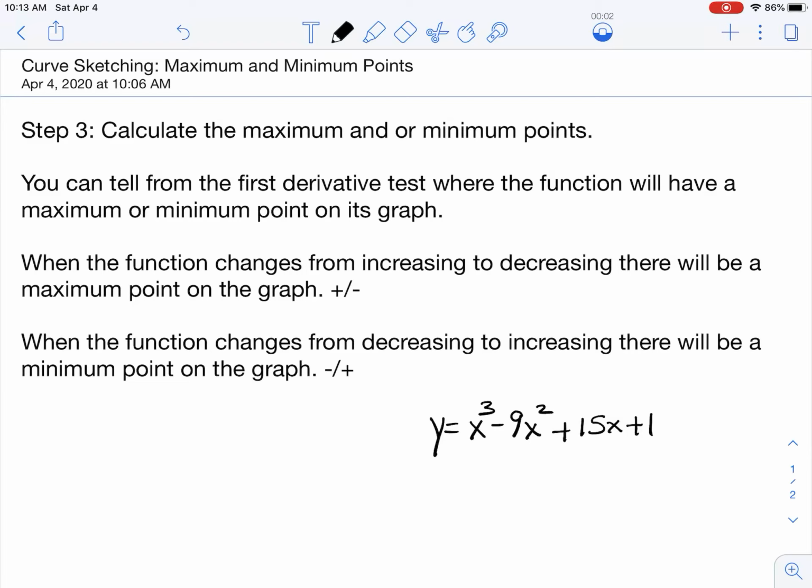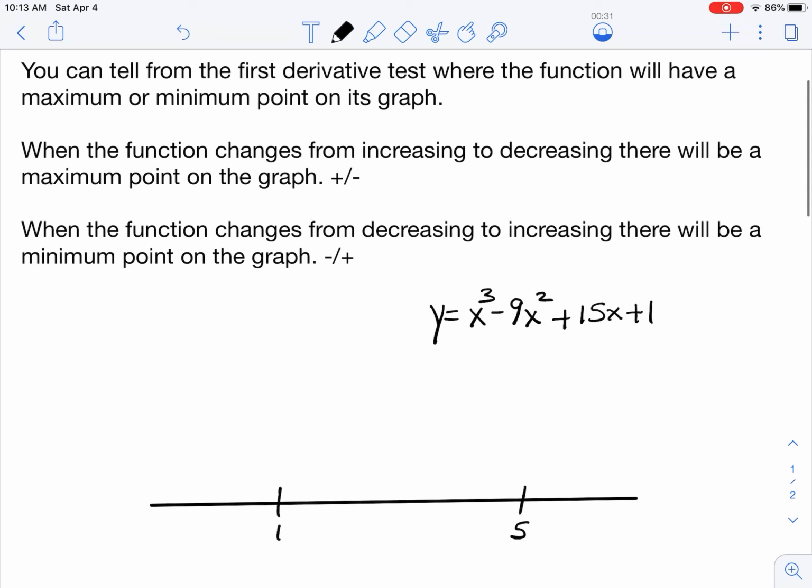Okay, so welcome to step 3, and in this video we're going to look at calculating the maximum and minimum points on your graph. You can recall from the last video we had calculated where the function was going to increase and decrease based on what the first derivative test was going to tell us. Now, that first derivative test is also going to be able to tell us where the maximum or minimum points on the graph are going to occur.